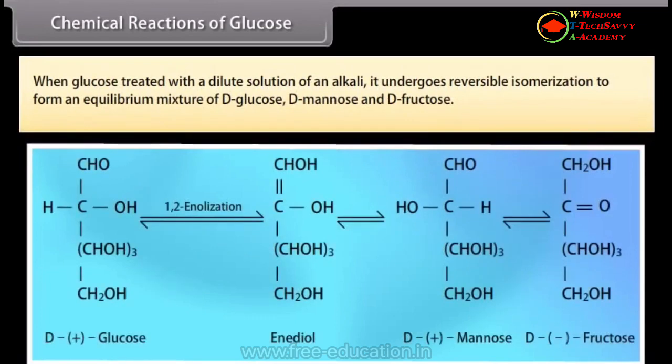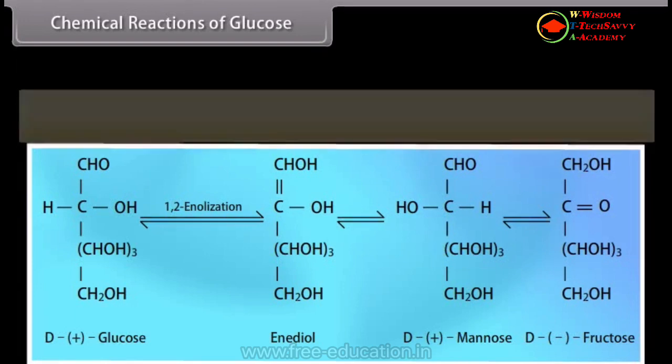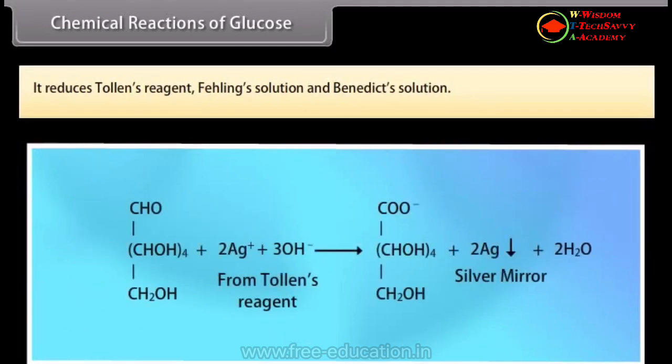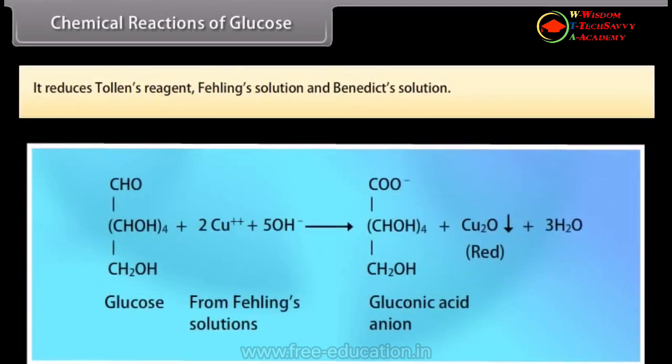When glucose is treated with a dilute solution of an alkali, it undergoes reversible isomerization to form an equilibrium mixture of D-glucose, D-mannose and D-fructose. It reduces Tollens' reagent, Fehling's solution and Benedict's solution.